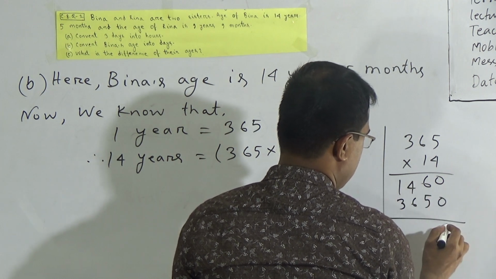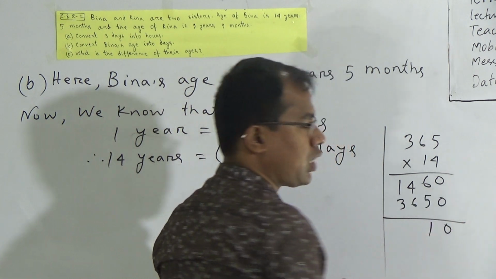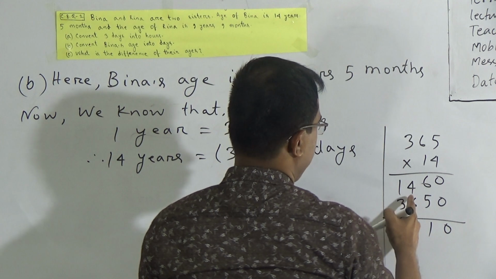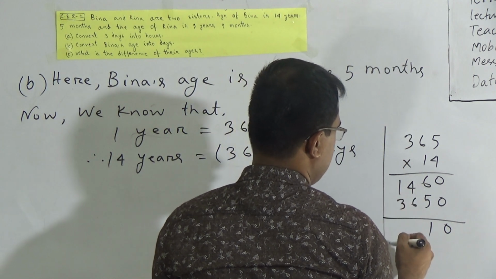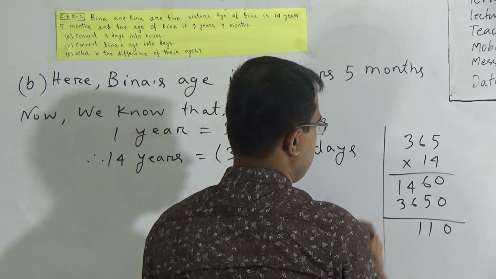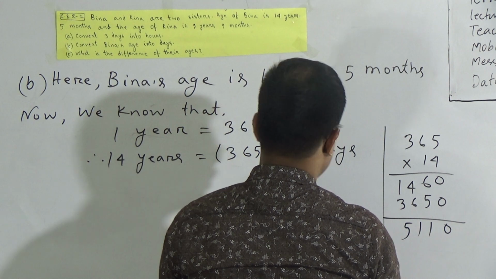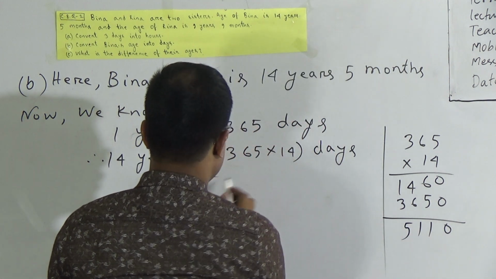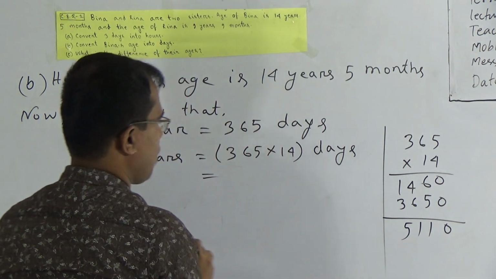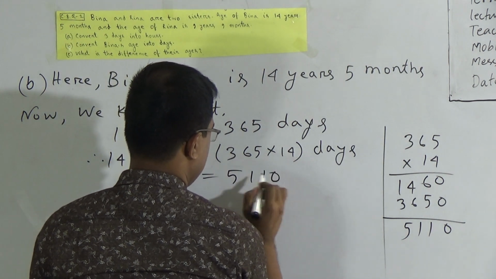Now we have to add 0 plus 0 equal to 0, and 6 plus 5 is equal to 11. From 11 we will write 1 carrying 1. 1 plus 4 is equal to 5, 5 plus 6 is equal to 11. From 11 we will write 1 carrying 1. 1 plus 1 is equal to 2, and 2 plus 3 is equal to 5. That means 365 multiplication 14 is equal to 5110 days.